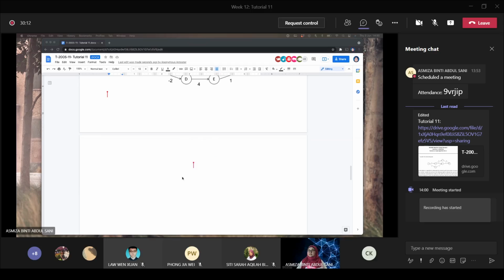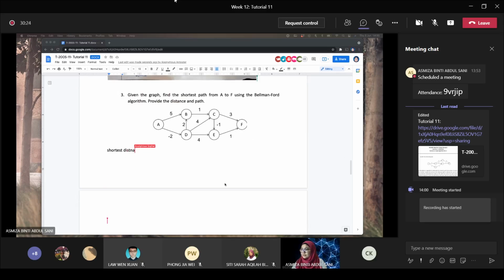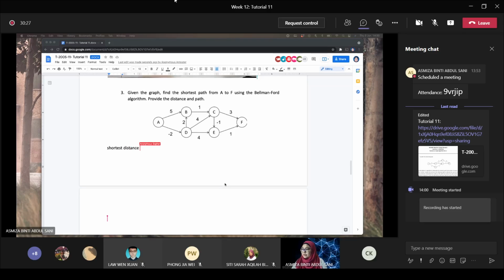What is the shortest distance? What is this question asking? Oh, A to F. We want to find the shortest distance to F. Shortest distance to F is 1. Anybody else got a different answer? And then what is the path?